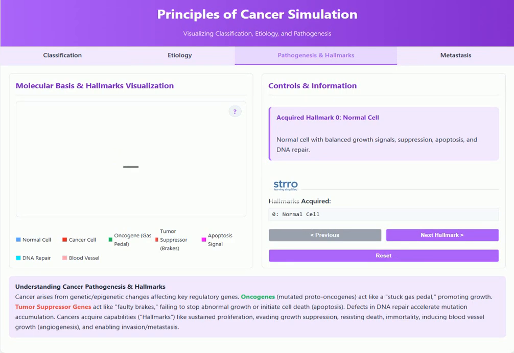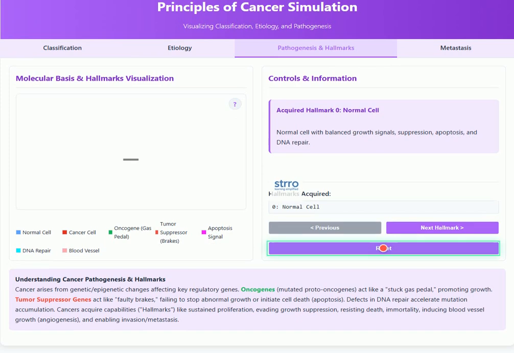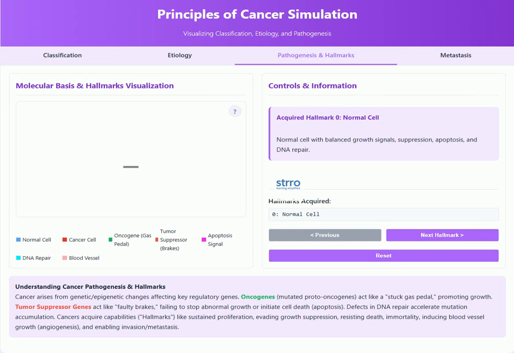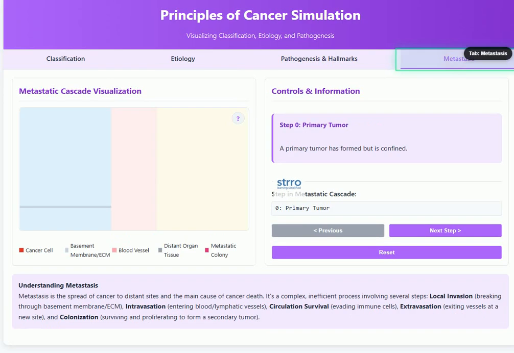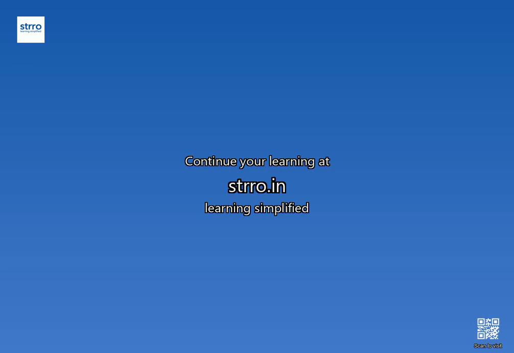Inside cells, oncogenes accelerate division like a stuck gas pedal, while broken tumor suppressor genes fail to stop it. Coupled with metastasis, where cancer invades tissues, enters blood vessels, evades immunity, and colonizes distant organs, this sequence defines cancer's lethality. We'll explore these hallmarks together.